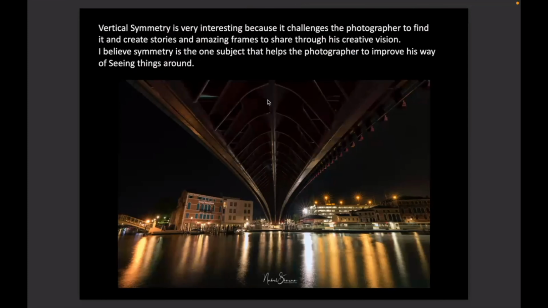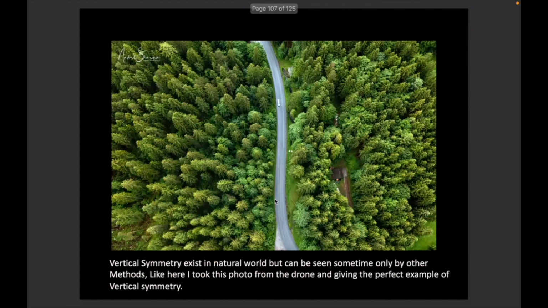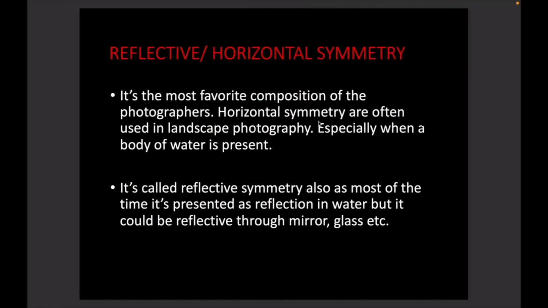Again, in this one as well, vertical symmetry, you just divide this photo with a vertical line, and you'll see the left and the right parts are symmetrical as well. Again, vertical symmetry exists in the natural world as well. Sometimes you need a different method to see it. Drone photography can be the best example to see symmetry in the natural world, because I have seen many drone photos that can give you beautiful symmetry as well. Okay, reflective symmetry, it's the most favorite composition of photographers.